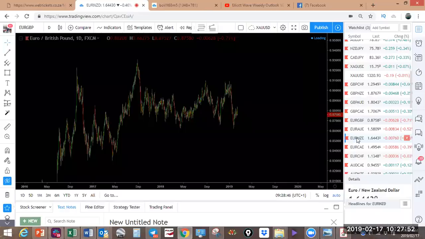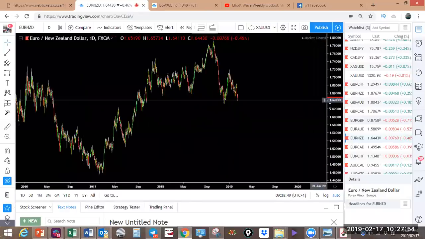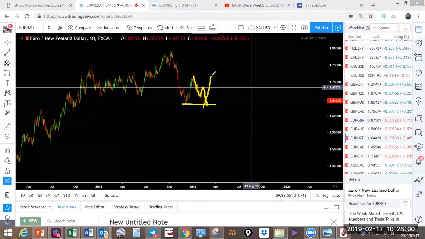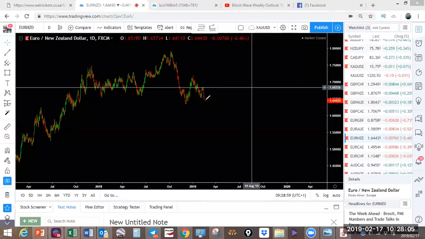Euro New Zealand, have we done Euro New Zealand? Yes, we have done Euro New Zealand. We're expecting it to keep coming down here, possibly do that. So when Euro US dollar starts making a move to the upside, we'll expect Euro New Zealand to do this and then down.